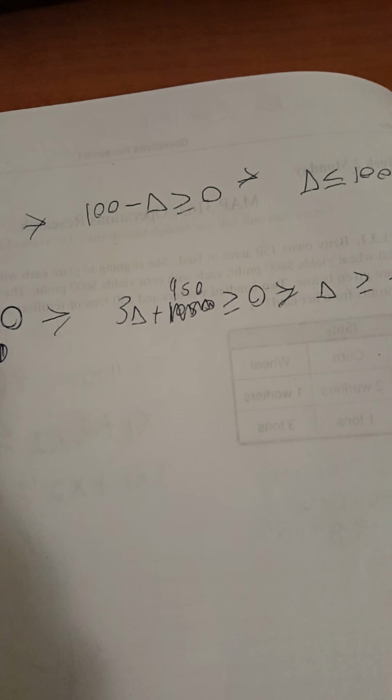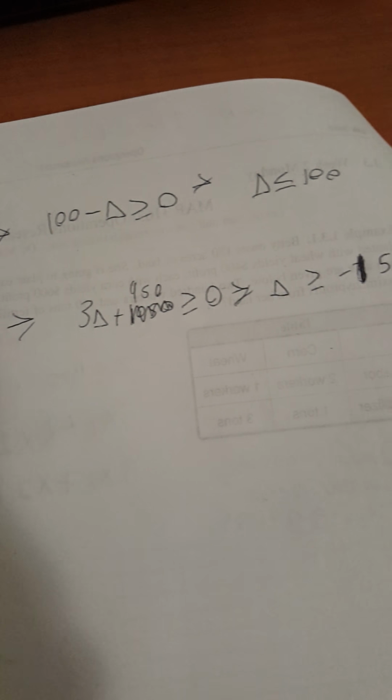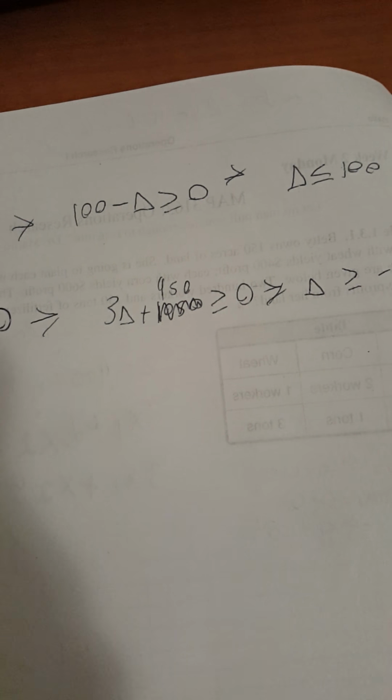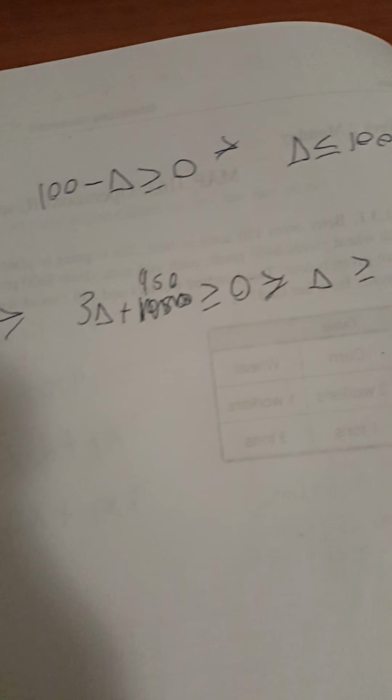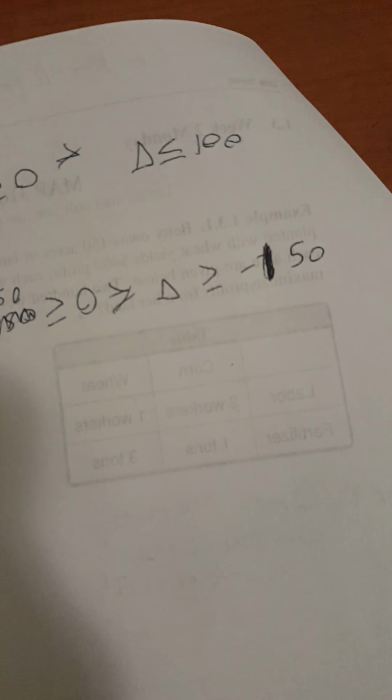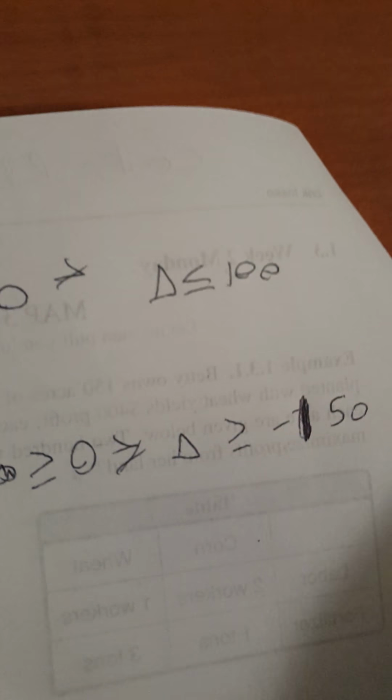Similar story, we're going to say 3 delta greater than or equal to negative 450. You just divide the 450 by 3. You could say delta is greater than or equal to negative 150. So we got negative 150 and we got 100. That looks kind of like an E, but I swear to you, it is actually a legitimate 0. Yes, I do not write in riddles.